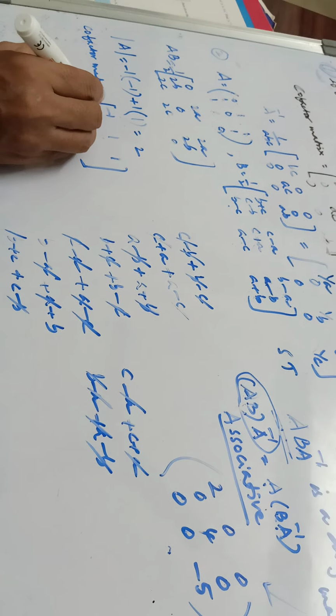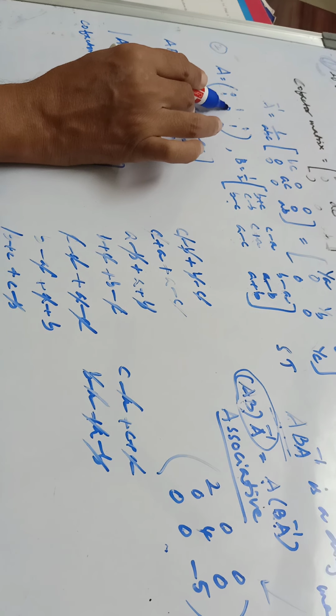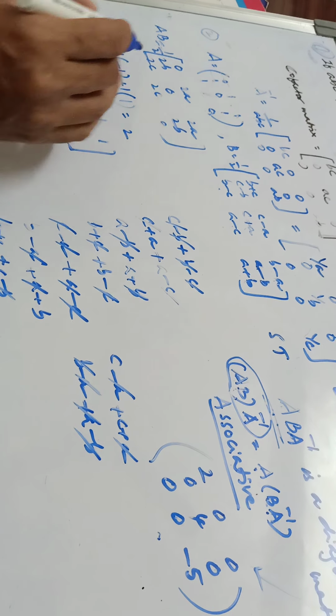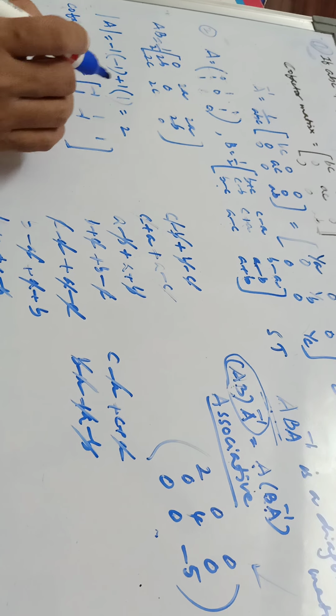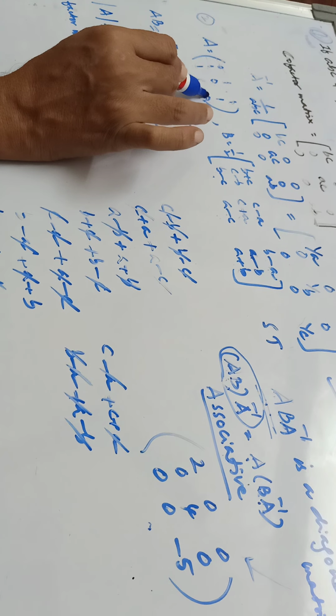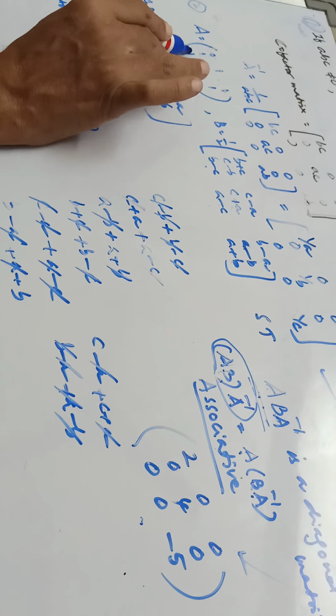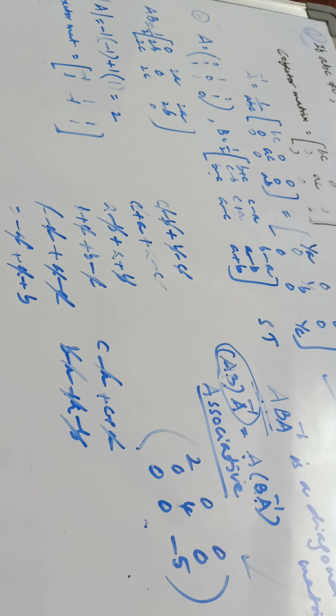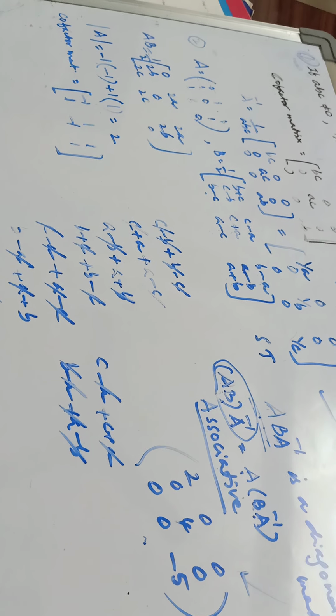I am writing this step directly. What is cofactor of 0? Delete this row and this column. 0 minus 1, that is minus 1. The sign should not change. Here the sign of this will change. Delete this row and this column. 0 minus 1. So 1. 0 minus 1 is minus 1. After changing its sign it will become 1.